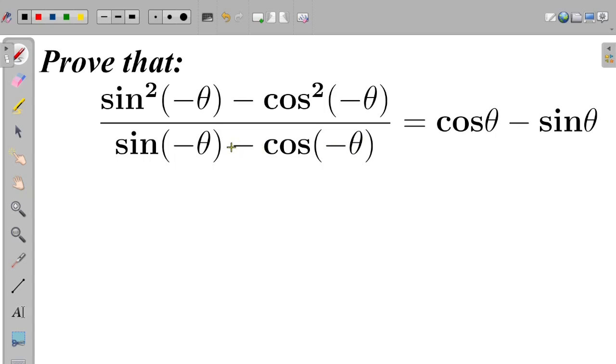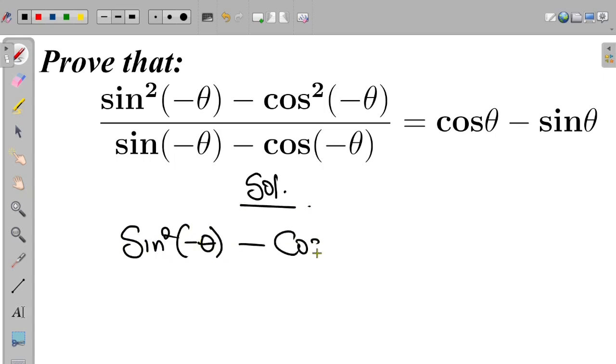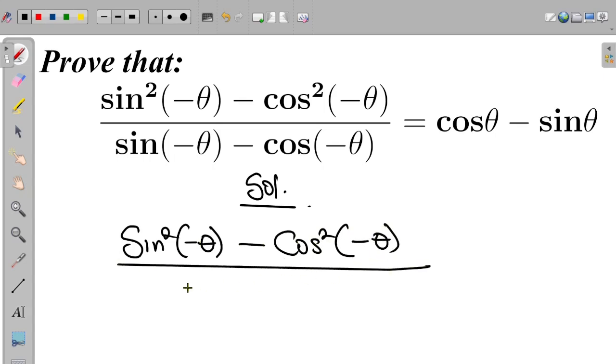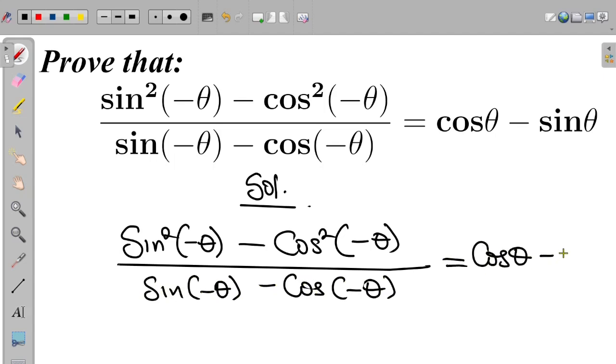So in this question, we have to prove that the left-hand side is equal to cos theta minus sin theta. Now, let's work through it together. So we have that sine squared(-theta) minus cos squared(-theta), all divided by sine(-theta) minus cos(-theta), is equal to cos theta minus sine theta.